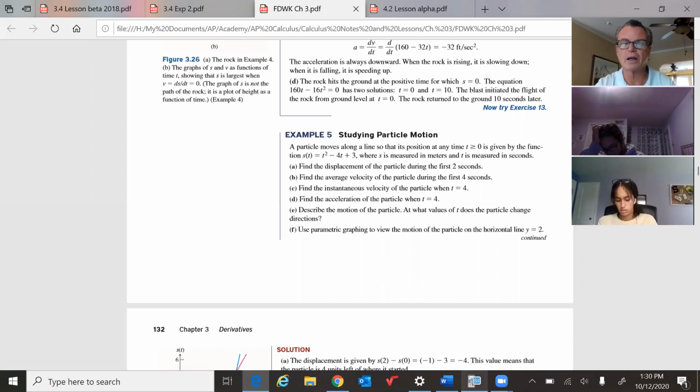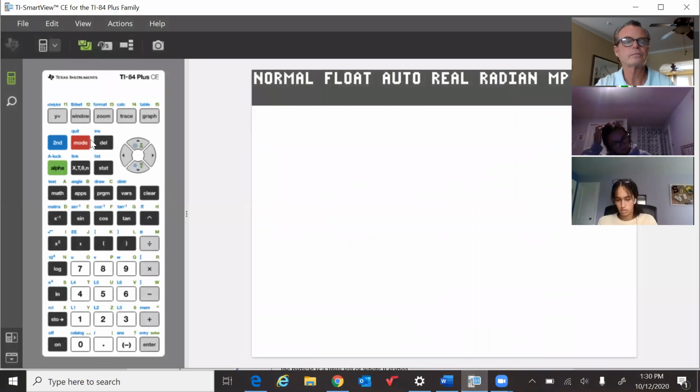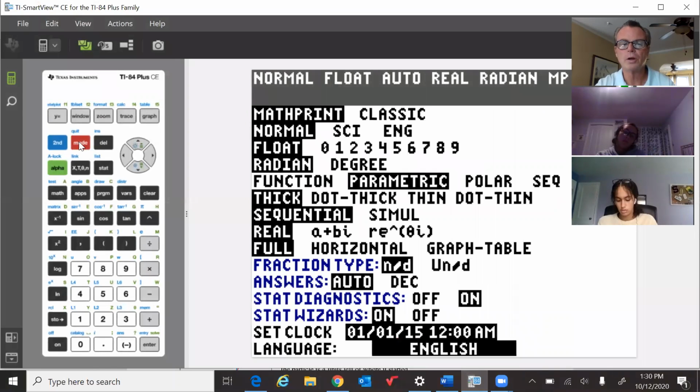You're going to go to your calculator. You're going to go to mode, and you're going to select parametric mode. Now, we used parametric mode for one section in chapter 1 when we were doing a transformation to the unit circle. So you've been there, but you don't really think you have familiarity with it.